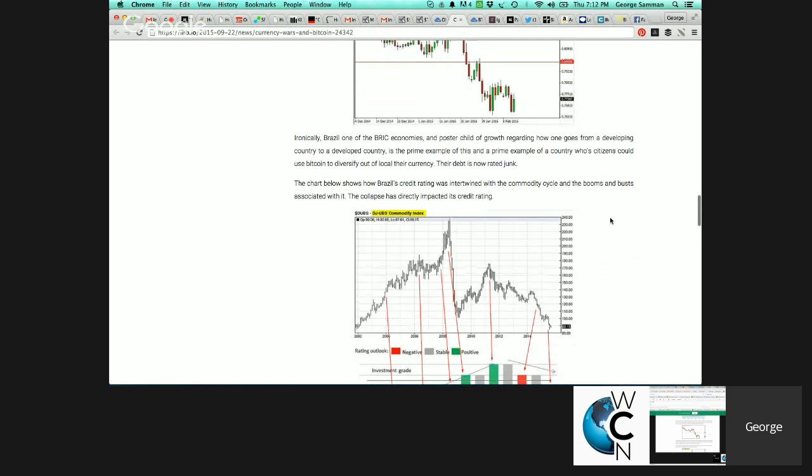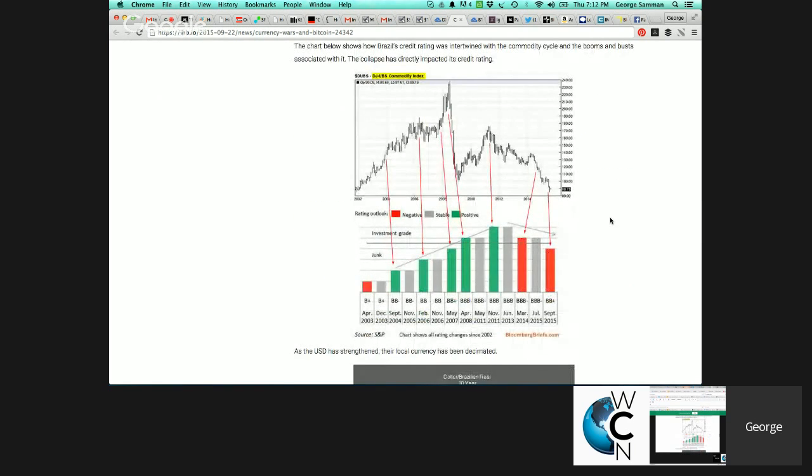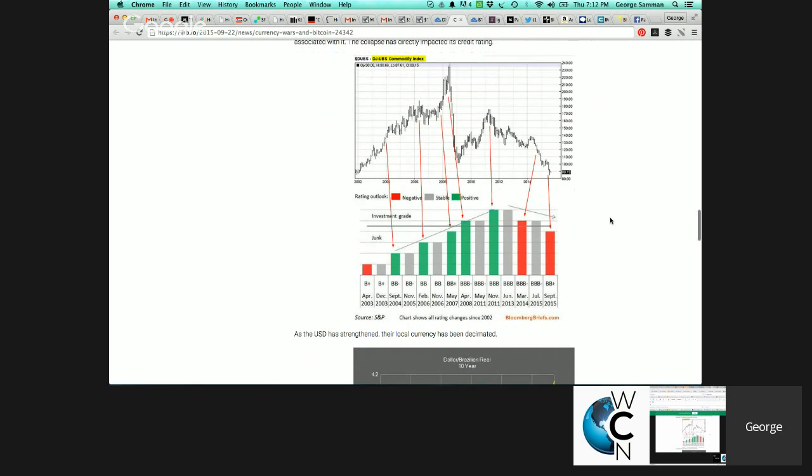So here you can see what's happened to Brazil. I'm going to show you an example of Brazil. It's probably the textbook example of this whole thing. During the commodity cycle, which is this chart here, you saw how its debt rating, its country rating was affected. It was positive, and commodity prices went up. But here we are in the cycle as commodity prices have spiraled down, where its debt is now rated junk.